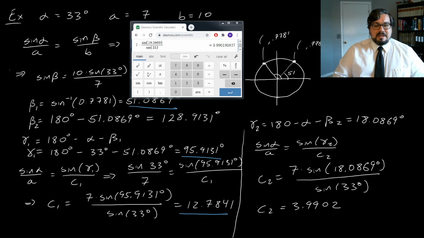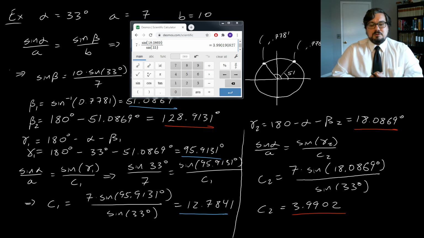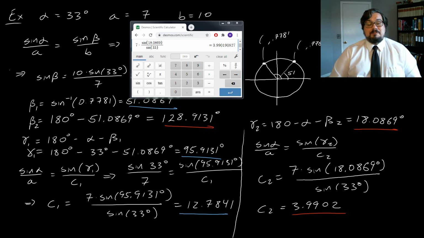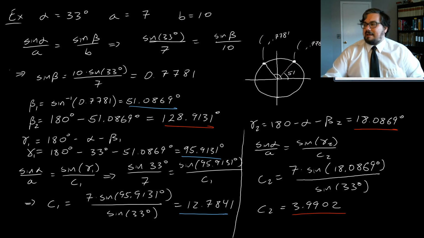So what we get is actually two possible solutions here. We started off with an alpha, an A, and a B, and we found that there were two possible values for beta, each of which giving rise to a possible value of gamma and a possible value of C. This means that there are actually two separate triangles that have the measurements alpha equals 33, A equals 7, and B equals 10.